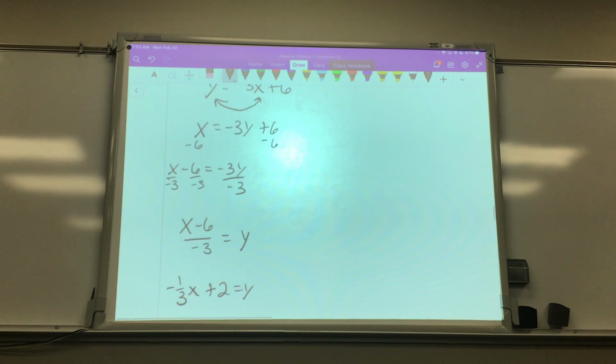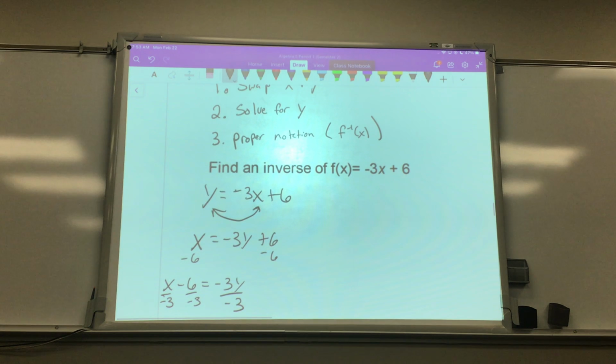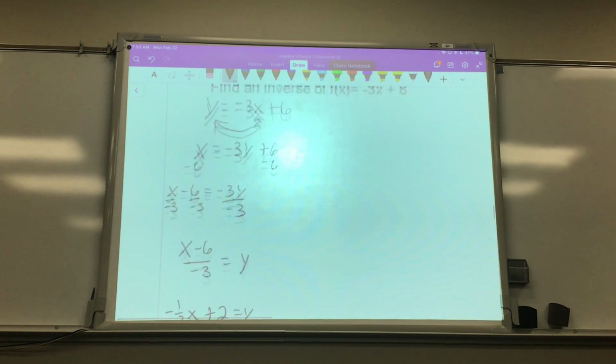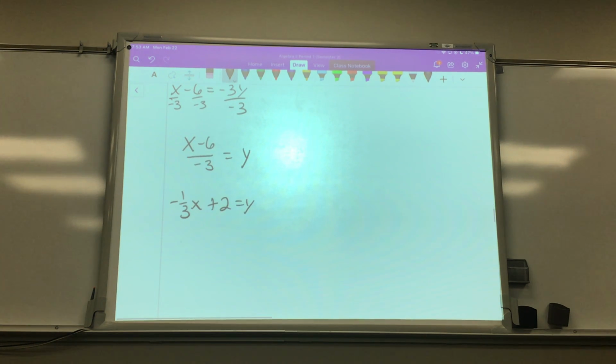And the last step is to have the proper notation, correct? So I got f inverse of x is equal to that negative 1/3 x plus 2.